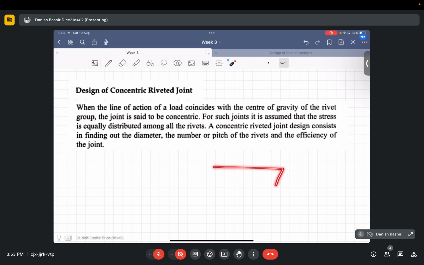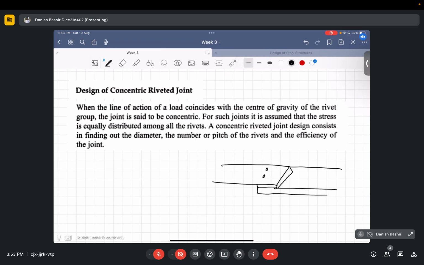Okay. So for example, there are two members joined like this. This is some rivets and their CG lies here. This is the center of gravity of the riveted pattern, and this is the line of action of force P. So if they are along the same line such that eccentricity is equal to zero, then we call that riveted joint a concentric riveted joint.